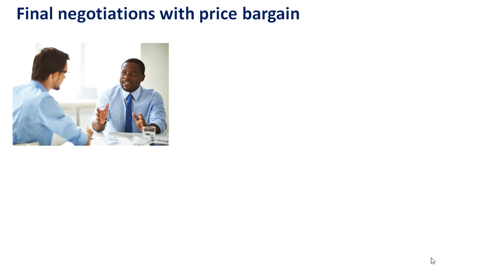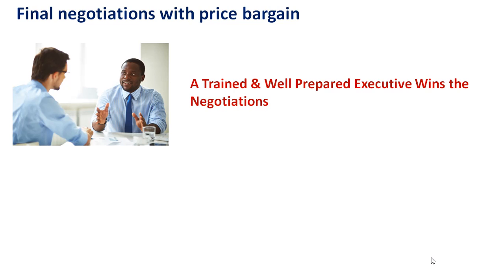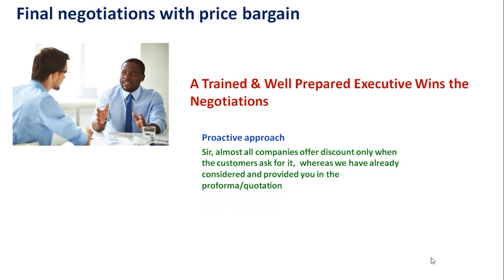Well, after you successfully handle all the objections, there will be a final step of negotiation on the price. In a big ticket item, the customer may ask for higher discounts or some additional benefit, and the sales professional needs to handle it very smartly and very professionally as well. So how can they handle it? A trained and well prepared executive wins the negotiation. I already told you, a sales professional of a higher ticket item needs to be smart and very competent, and has to be a very good negotiator as well.